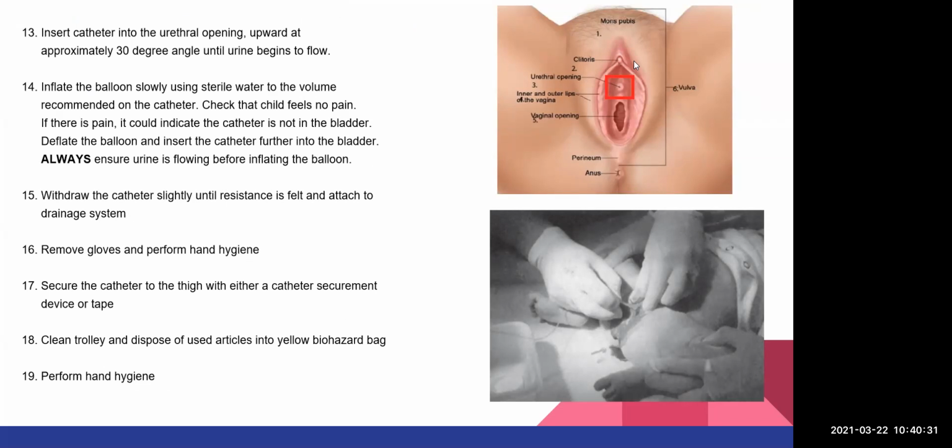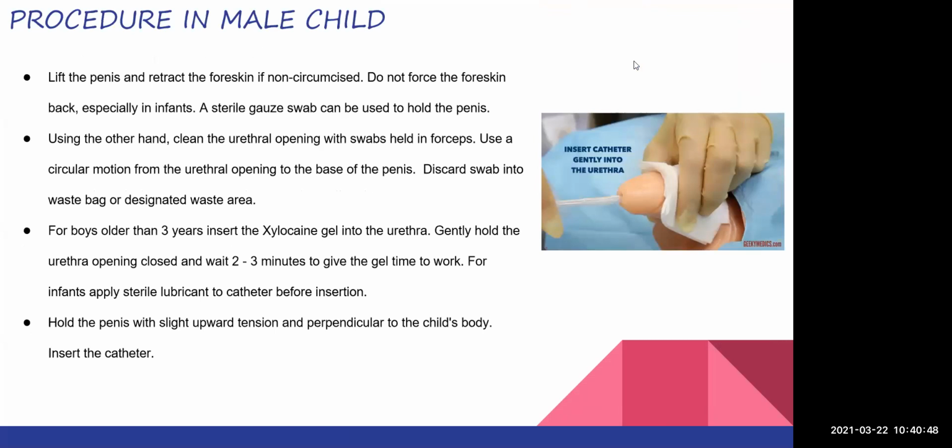So after we are done, remove gloves and perform hand hygiene. Secure the catheter to the thigh with either a catheter securement device or tape. And then clean the trolley and dispose of used articles into yellow biohazard bag. And then perform hand hygiene. So that's for a female child. For a male child, so the initial steps are just similar.